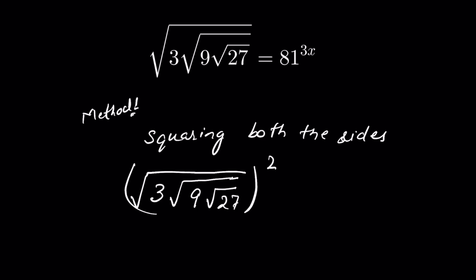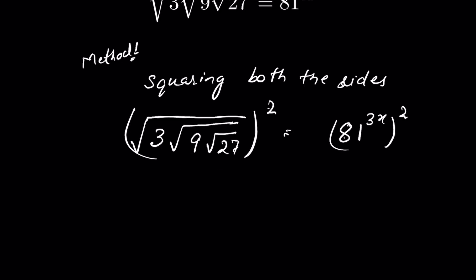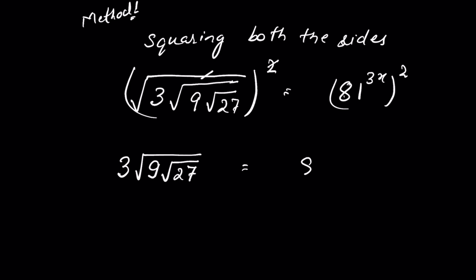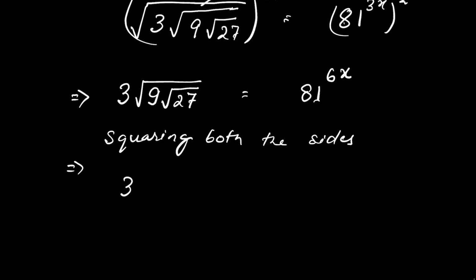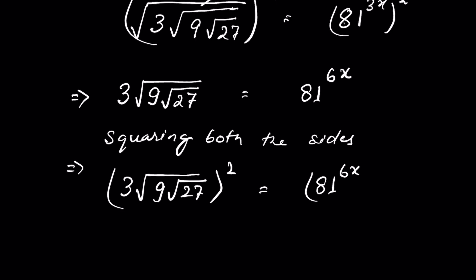We square it, and to balance the equation, we square the right hand side also. This square removes the square root, so it is now 3 times the square root of 9 times the square root of 27, equal to 81 raised to the power 3 times 2x, which is 6x. Again squaring both the sides, we have 3 times the square root of 9 times the square root of 27, squared, equal to 81 to the power 6x, whole squared.